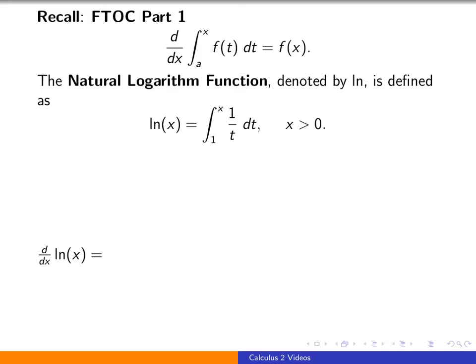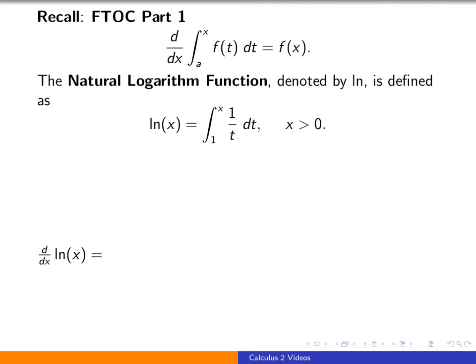So let me note the natural logarithmic function is defined as follows. We say that the natural log of x is equal to this integral from 1 to x of 1 over t dt, where x could be any positive value you would like. Now this most likely looks very different than how you have thought about the natural logarithm in the past, but I assure you this is the same natural log function that you've encountered in, say, pre-calculus or algebra courses.